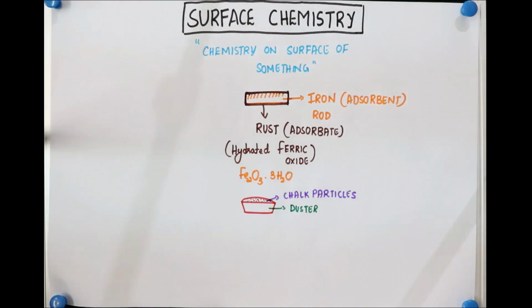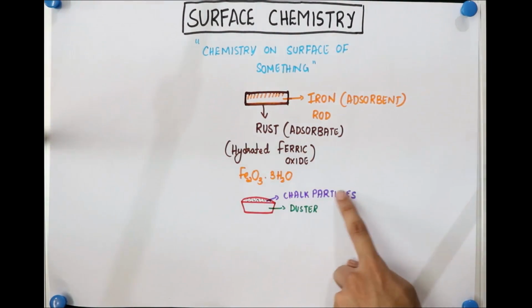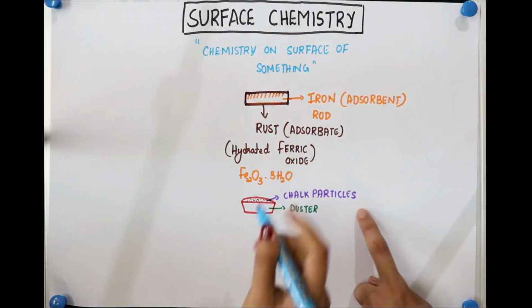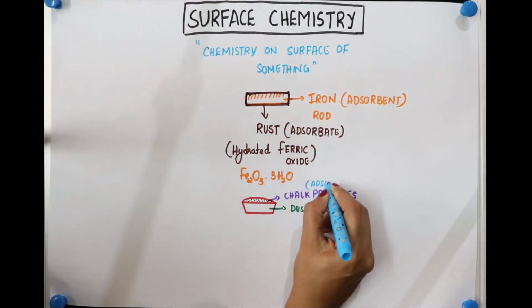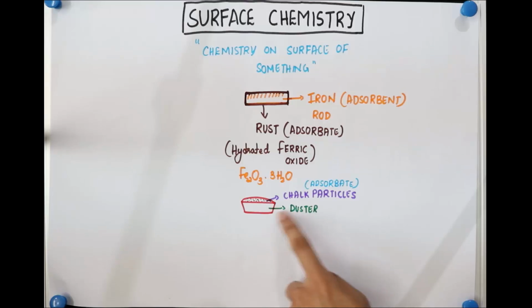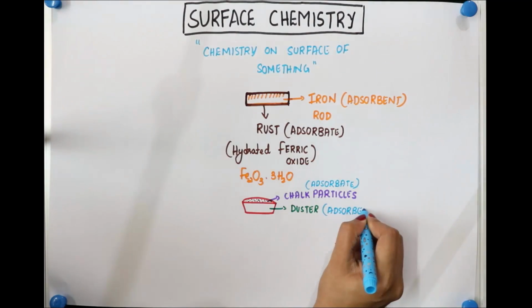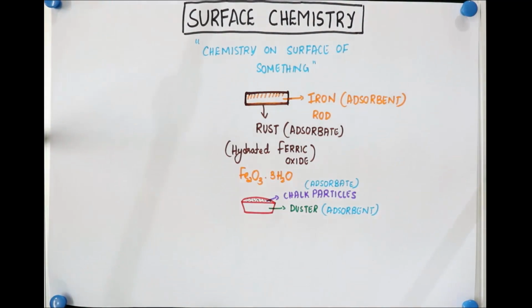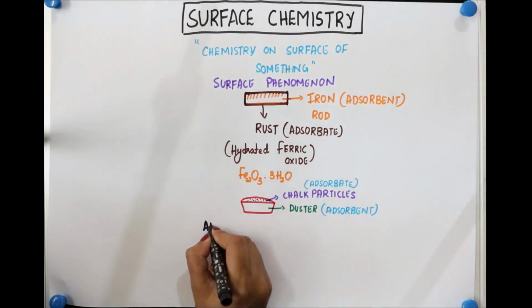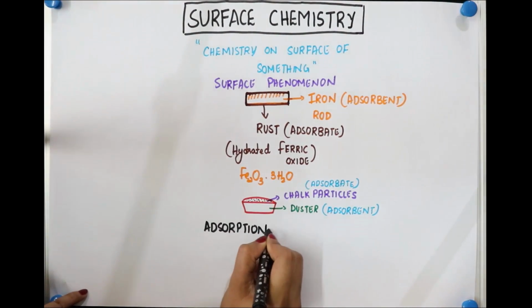Now can you tell me which is adsorbate and which is adsorbent? Just like how rust was the adsorbate there, I think the chalk particles are the adsorbate here. And the surface of the duster becomes the adsorbent. Very good. We have a technical term for this, that is adsorption. So this phenomenon is what we call adsorption, right?